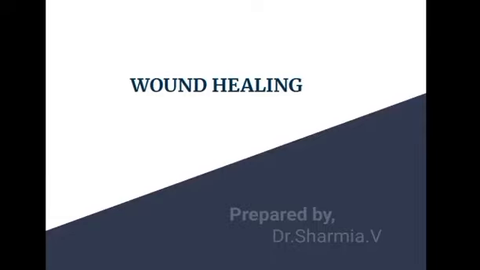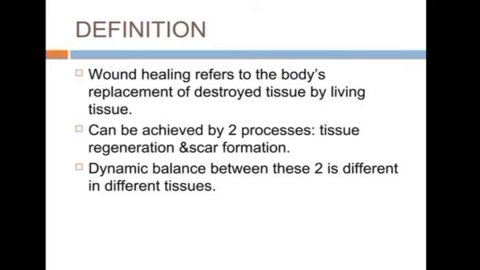In this video, we are going to see what is meant by wound healing. First of all, a definition. Wound healing refers to the body's replacement of destroyed tissue by living tissues. It can be achieved by two processes. The first one is tissue regeneration and the second one is scar formation. The dynamic balance between these two is different in different tissues.